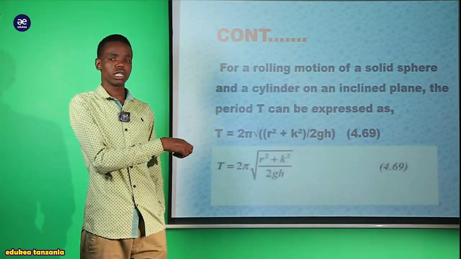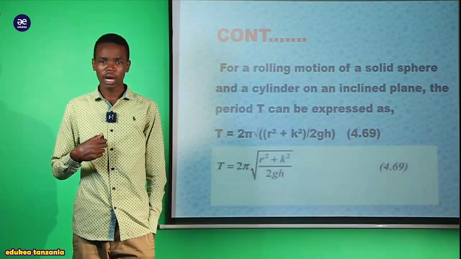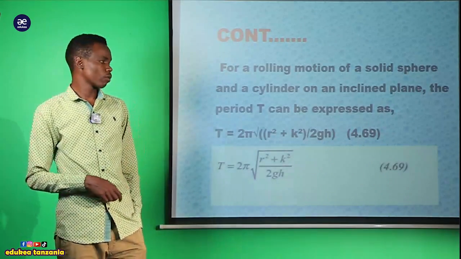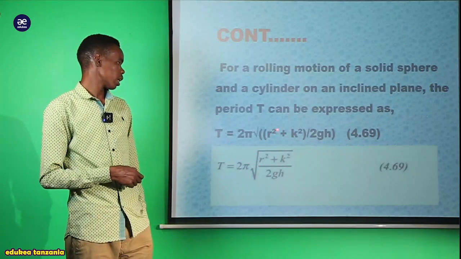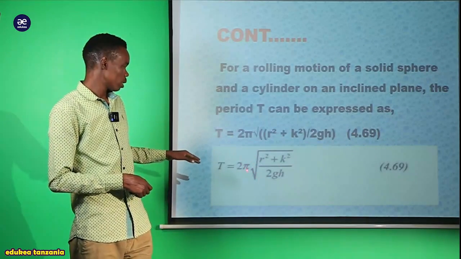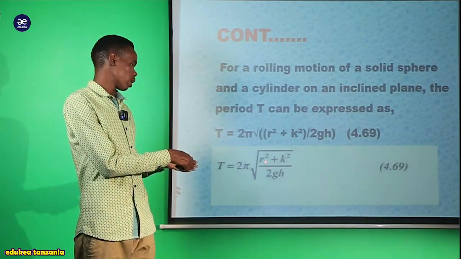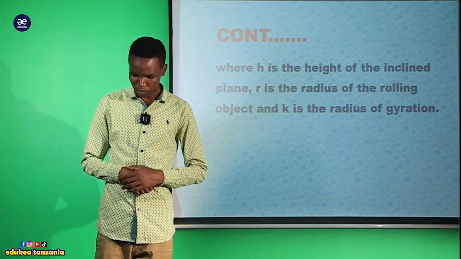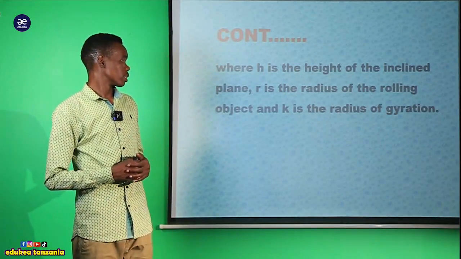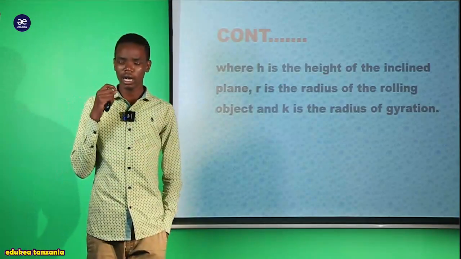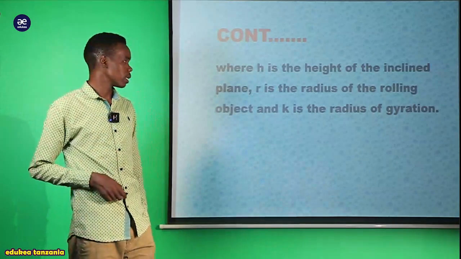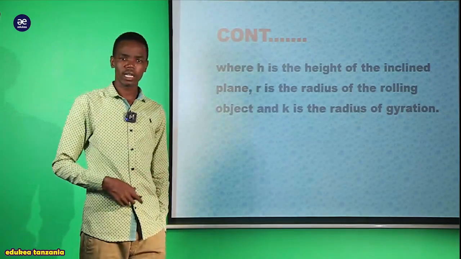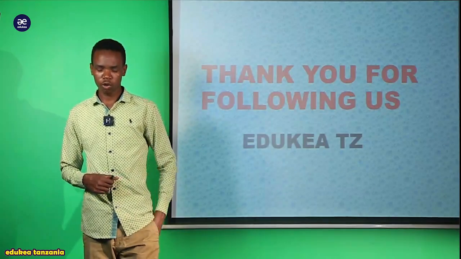As we obtain this, it is our formula for when the body is rolling on an inclined plane. This will be our equation number 69, and we should write in a good way that T must be equal to 2 pi radical of r square plus k square divided by 2gh. This is our 69 equation, where h represents the height of the inclined plane, r represents the radius of the rolling object, and k is equal to the radius of gyration.